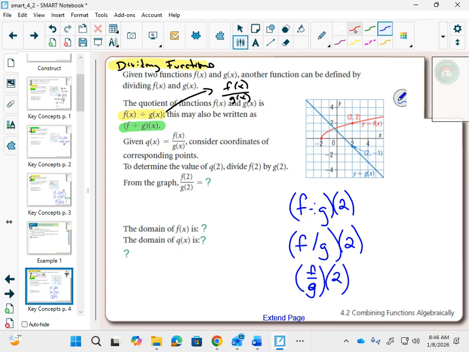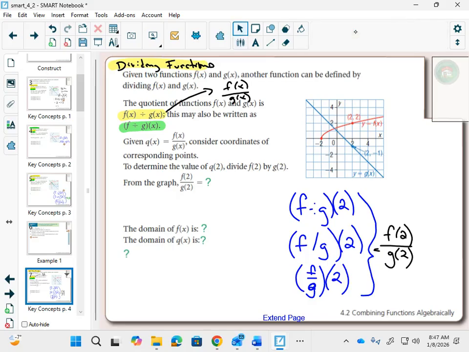Any of those notations like that, I would change it to equal f of 2 divided by g of 2. And you're just dividing the y values. Now, when dividing, it's important to recognize which function is in the numerator and which one is in the denominator. So I'm going to color code it based on my graph. The red one is in my numerator, the blue one is in my denominator.